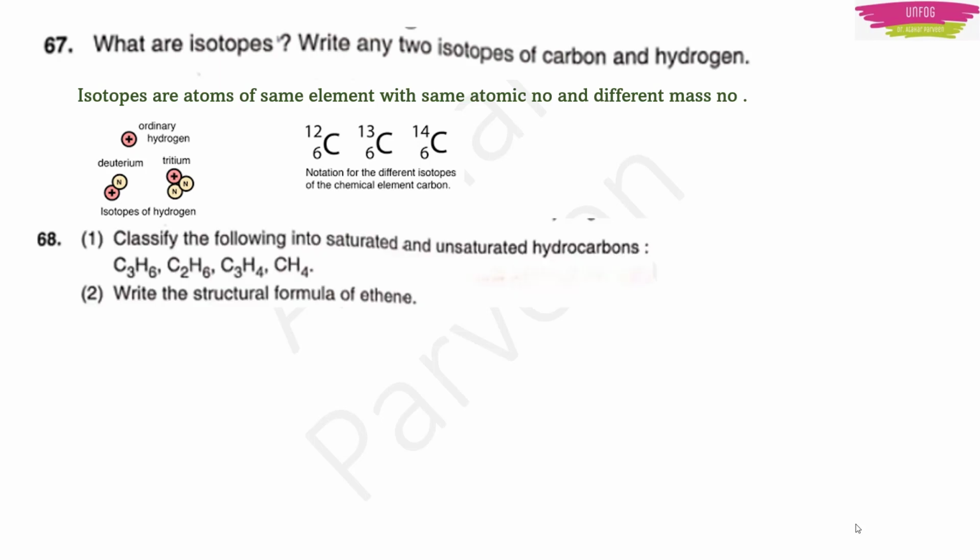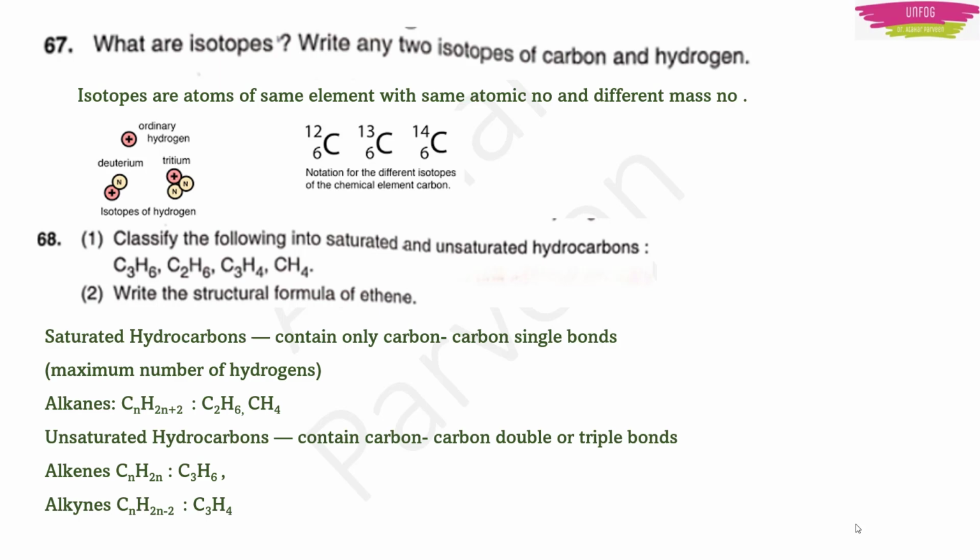Next question. Classify the following into saturated and unsaturated hydrocarbons. Then write the structural formula of ethane. See, actually, there are 2 types of hydrocarbons. One is saturated hydrocarbons, the other is unsaturated hydrocarbons. Saturated hydrocarbons contain only carbon-carbon single bonds. Here you will have the maximum number of hydrogens. For example, alkanes. Their molecular formula will always be in the form CnH2n+2. And unsaturated hydrocarbons contain carbon-carbon double or triple bonds. For example, alkenes and alkynes. For alkenes, the typical formula is CnH2n. For alkynes, it is CnH2n-2.